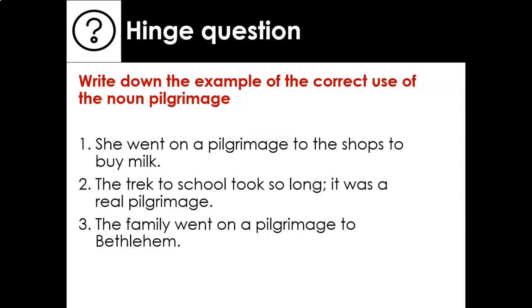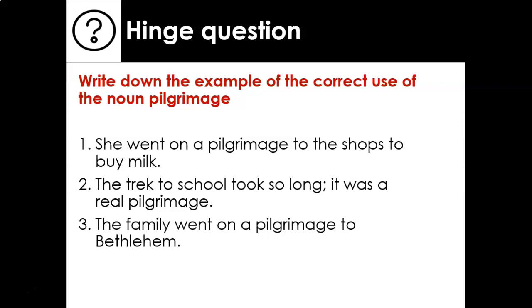Okay. The trek to school took so long. It was a real pilgrimage. Okay, so let's just think. Is the school a sacred place? Could it be number 2? I don't know. What about number 3? The family went on a pilgrimage to Bethlehem. Now, Bethlehem is the birthplace of Jesus, so it's got the religious link, so it could be a sacred place. So, guys, I want you to decide which you think is the right answer, 1, 2, or 3, and you're going to write it into your book as an example of pilgrimage in use.